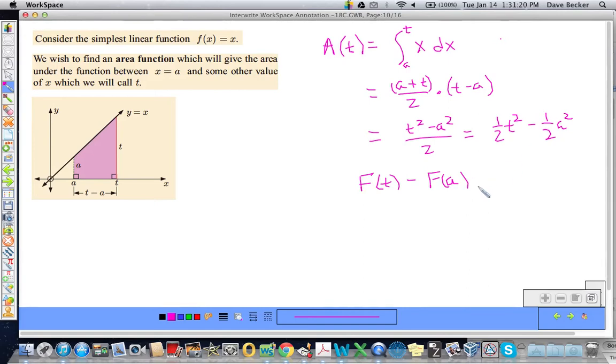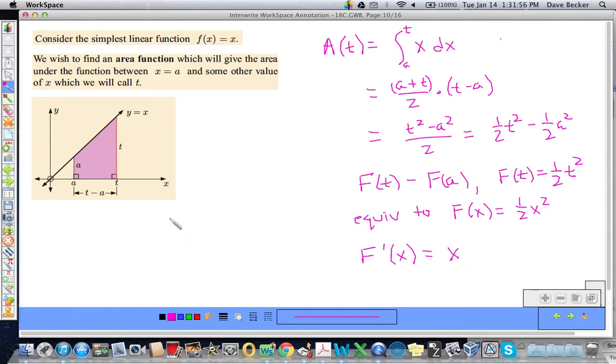F of A is 1/2 A squared. We're not talking about that one. So where f of t is equal to 1/2 t squared, which is equivalent to, I'm abbreviating, f of x equal to 1/2 x squared. Well, guess what happens when I take the derivative of capital F of x? The derivative of capital F of x is equal to x, isn't it?